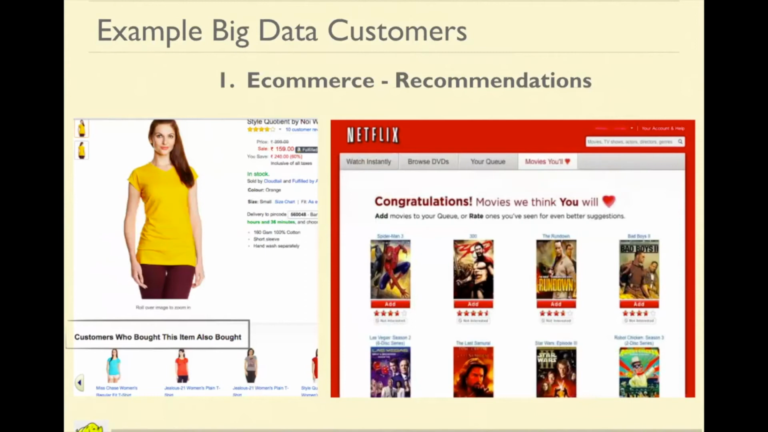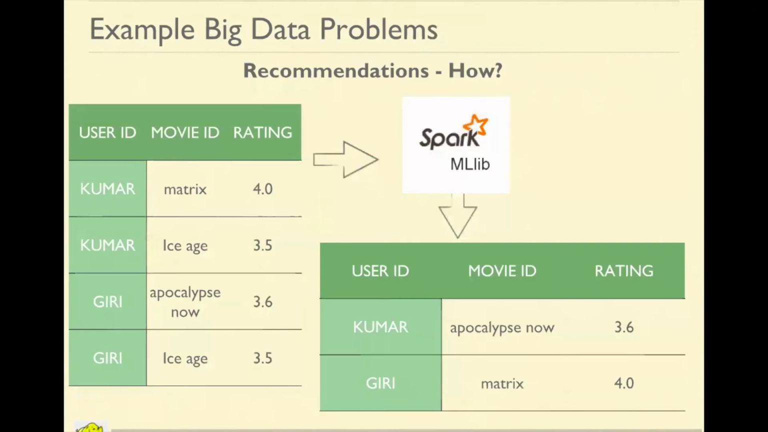Great. So at InMobi, we built a recommendation system, and our way was using Hadoop, not Spark. We used Mahout from Hadoop, and this is how exactly we did it. First we prepared a listing; you can visualize it in a very simple way as three columns: this is the user, this is the movie, and this much they have rated. Kumar likes Matrix 4 out of 5, Kumar likes ISIS 3.5 out of 5, Giri likes Apocalypse Now 3.6 out of 5, and so on. When we give this data to a machine learning library such as Spark MLlib or Mahout, these algorithms give me a recommendation saying Kumar would like Apocalypse Now 3.6 out of 5, and so on.